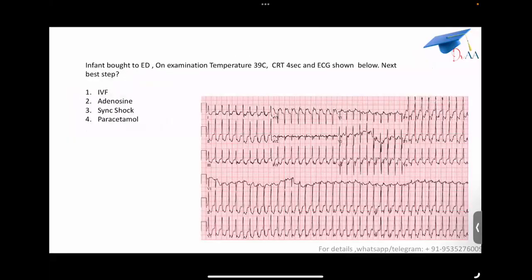So we'll go for the next one here. An infant is brought to the ED. On examination, the temperature is high. Capillary refilling time is high. Less than 2 seconds is the normal capillary refilling time. It is 4 seconds here. The ECG is shown below. What is the next best step?